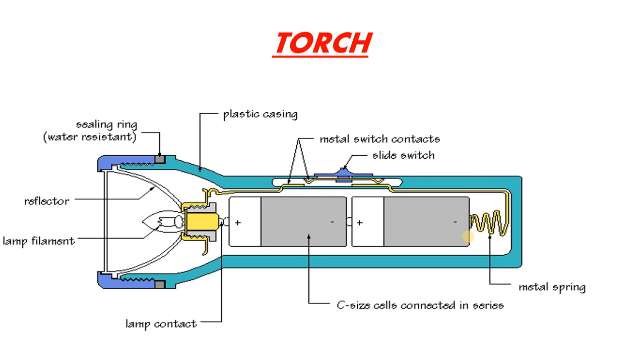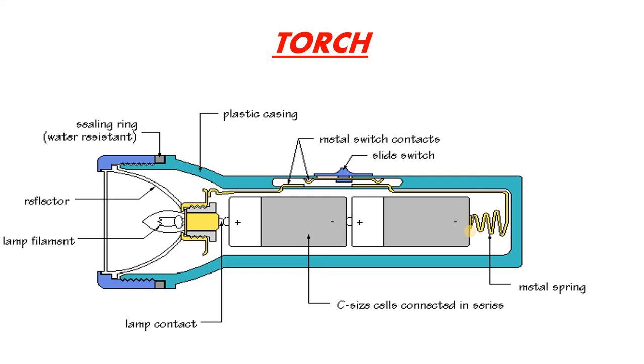Already the structure of a torch bulb has been explained. And this is the inside view of a simple torch. Now I will discuss how this torch works. A torch contains a simple electric circuit. What is a circuit? I have not yet explained; I will explain about electric circuit in my next class.